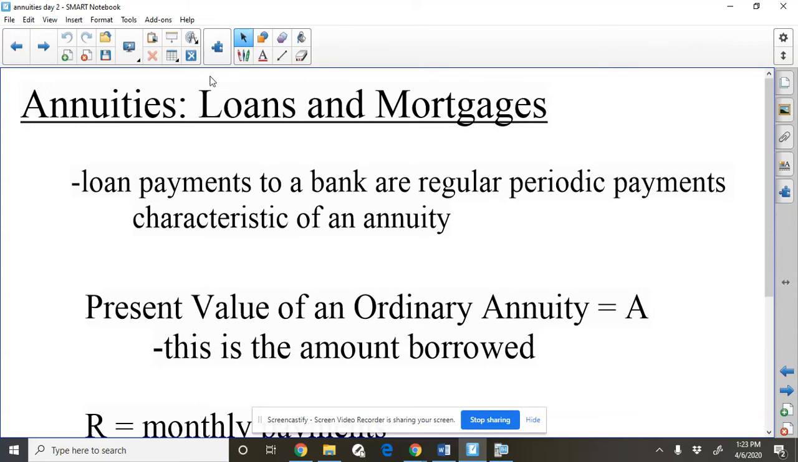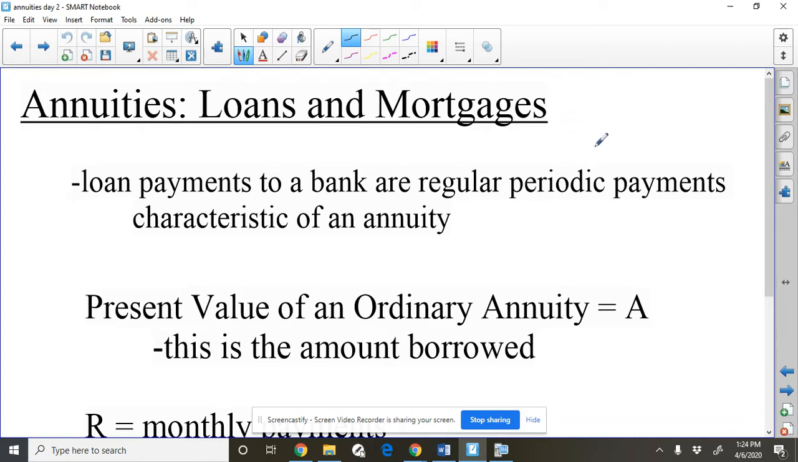Today, we're going to look at the other side of annuities. Yesterday was retirement savings, where you put a specific amount of money in at regular intervals. Today, we're looking at loans and mortgages. The loan payments to a bank are regular periodic payments characteristic of an annuity. Typically, with most loans and mortgages, you send them a payment every single month.